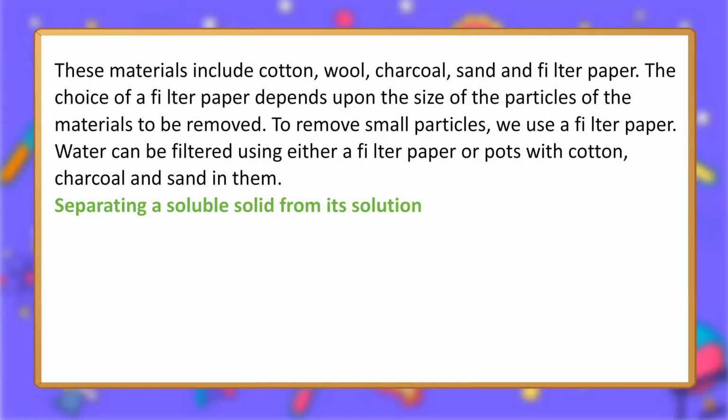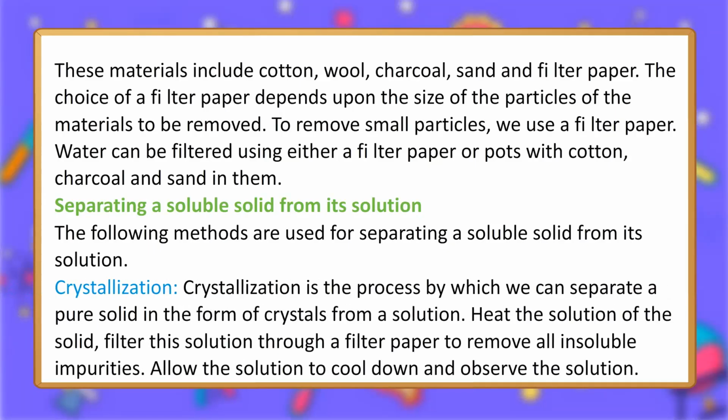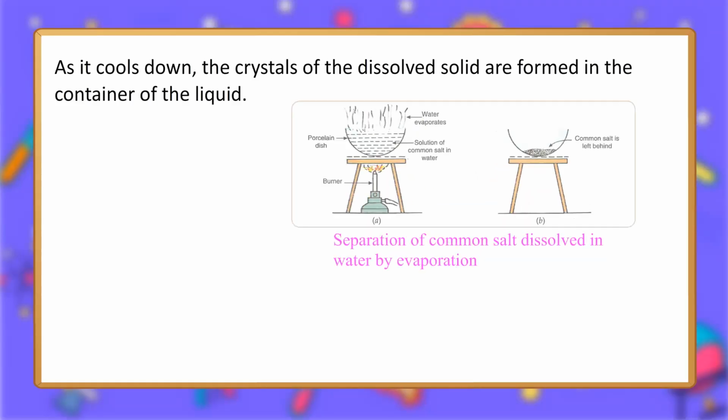Separating a soluble solid from its solution. The following methods are used for separating a soluble solid from its solution. Crystallization. Crystallization is the process by which we can separate a pure solid in the form of crystals from a solution. Heat the solution of the solid. Filter this solution through a filter paper to remove all insoluble impurities. Allow the solution to cool down and observe the solution. As it cools down, the crystals of the dissolved solid are formed in the container of the liquid.